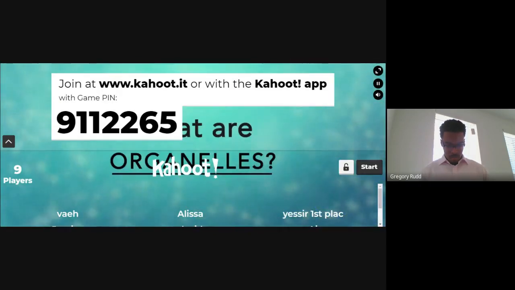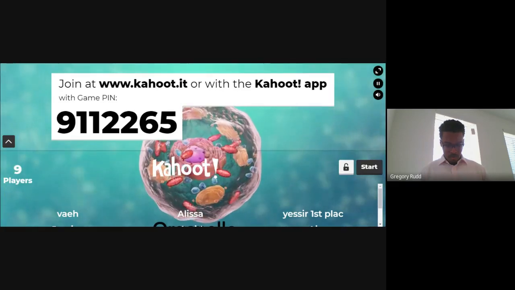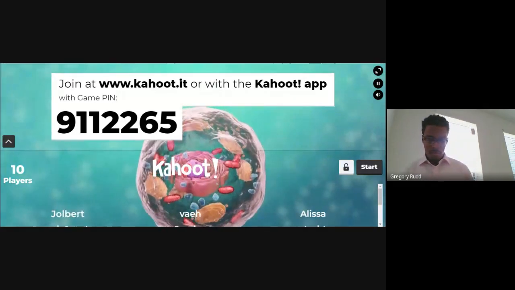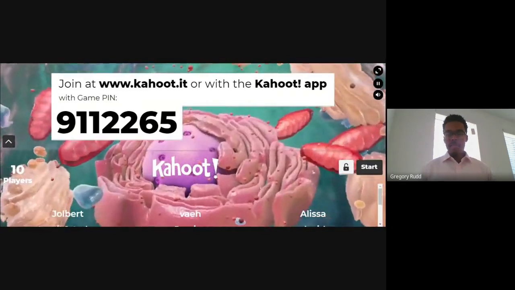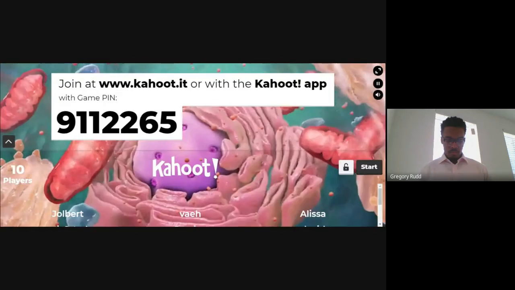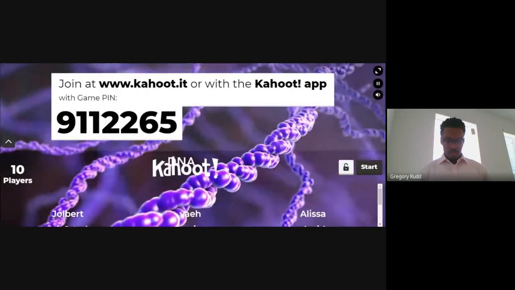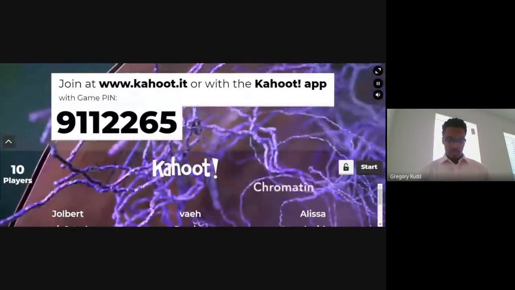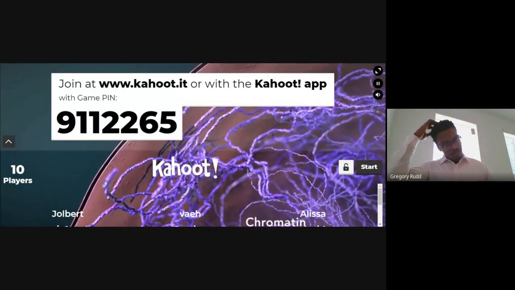So, what are organelles? Organelle means little organ. Organelles are the specialized parts of a cell that have unique jobs to perform. Let's start with the nucleus. The nucleus contains DNA, or genetic material. DNA dictates what the cell is going to do and how it's going to do it. Chromatin is the tangled, spread-out form of DNA found inside the nuclear membrane.